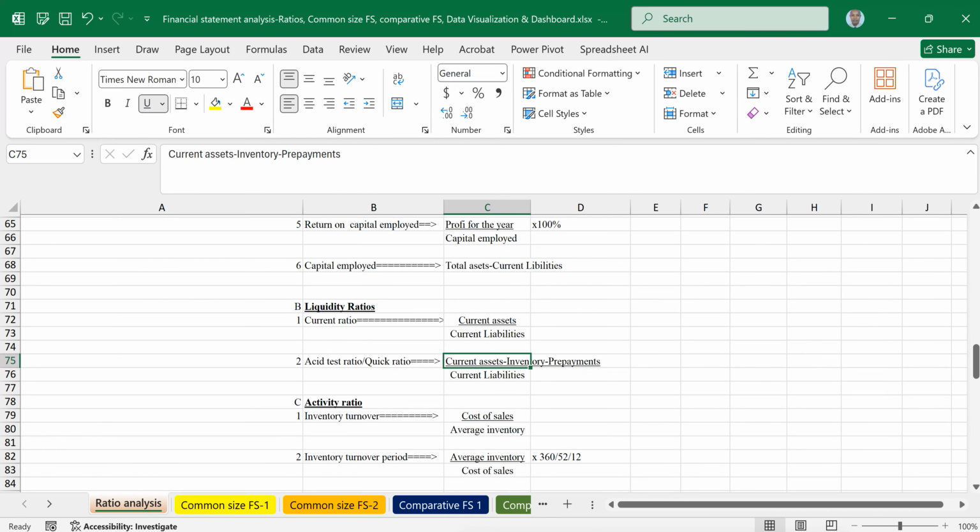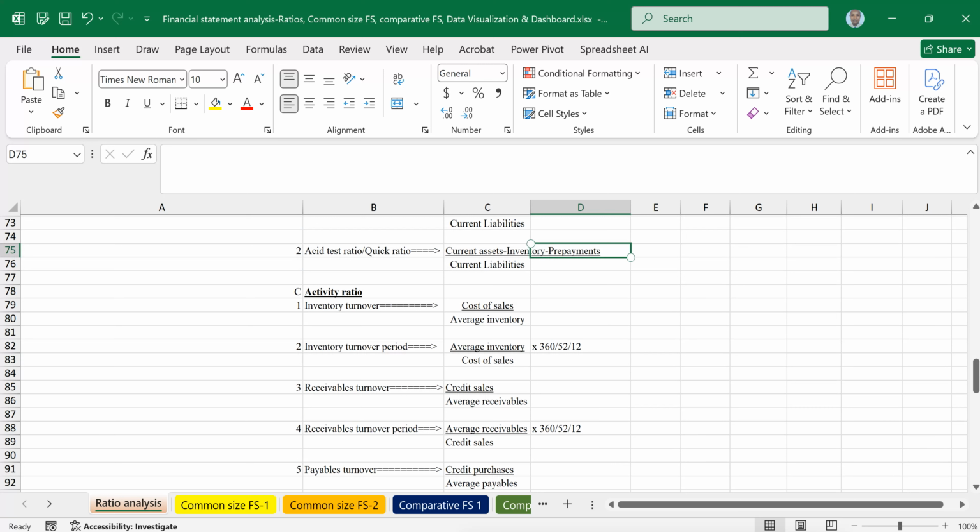Now, this ratio excludes things that cannot be quickly converted to cash. It uses quick assets. And in computing the quick assets, you take the current assets and you deduct inventory, and also you deduct prepayments. Then whatever you get, you divide with current liabilities. The most preferred acid test ratio or quick ratio is 1:1.